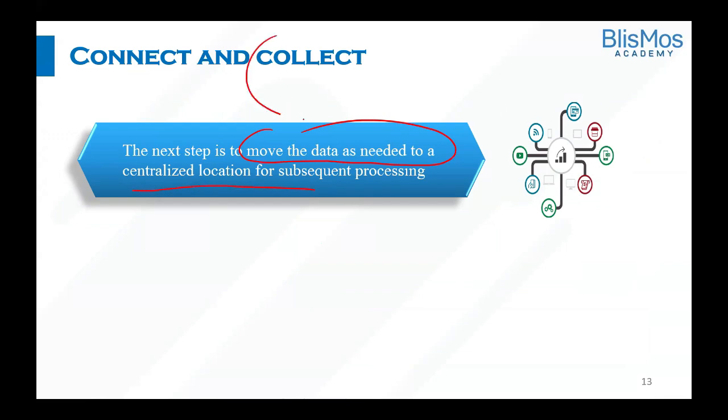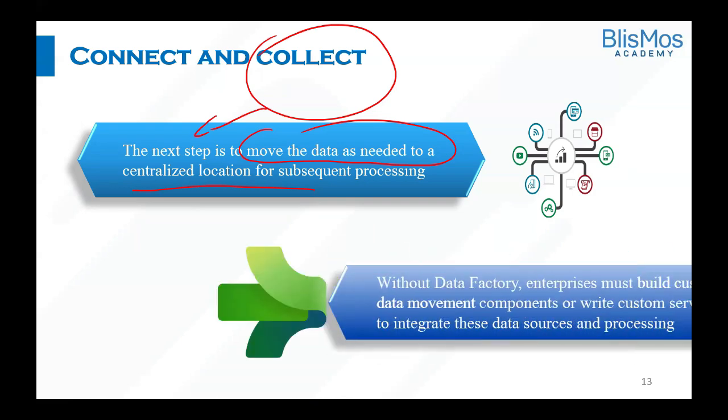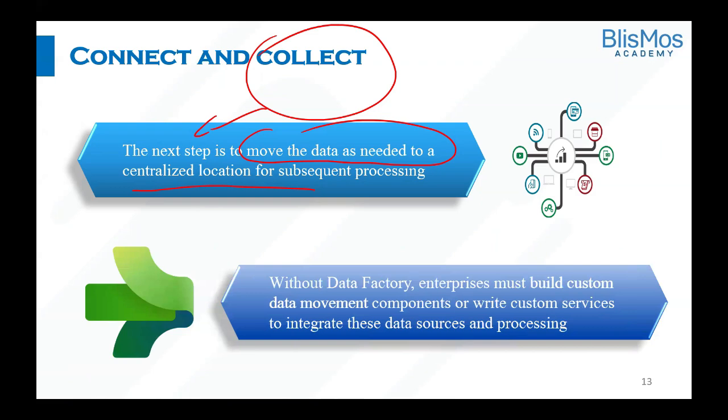That is nothing but a collection. So the same thing, collection is also same. To move the data to the subsequent centralized location is also same. If Data Factory was not there, then you have to move the data from one place to another place. In order to make that happen, you have to build the custom data movement components and write the custom services to integrate these data sources and processing. Basically, you have to manually code that, manually make that happen.